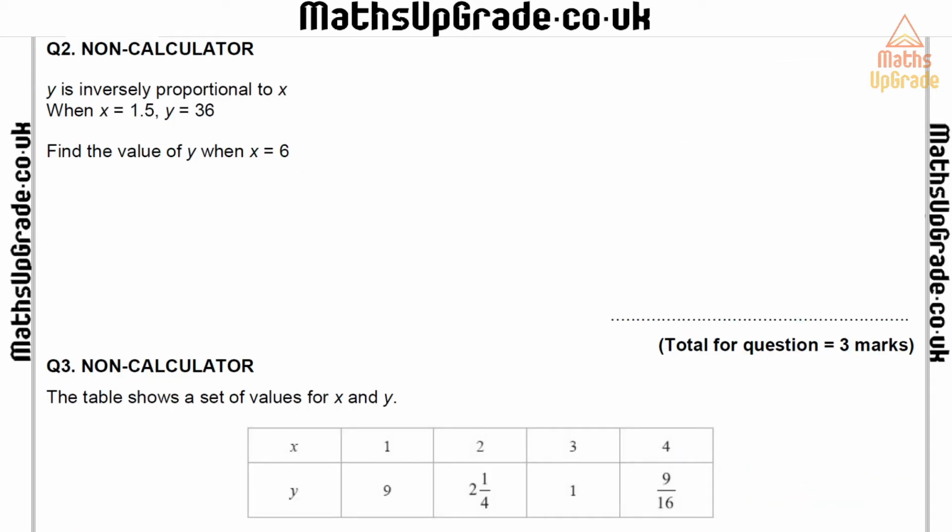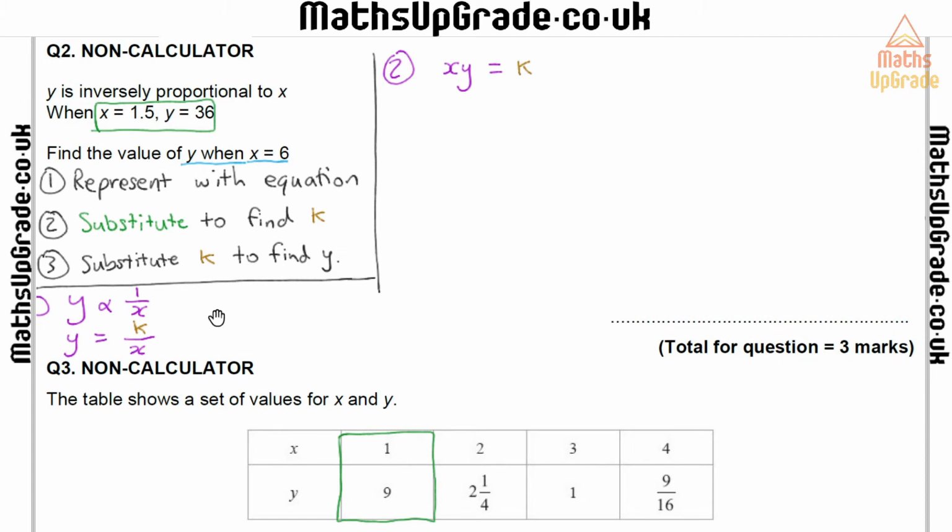Question 2 is different to question 1 since y is actually now inversely proportional to x. That means as y increases, x will decrease. So I'm going to represent this with an equation. I'm going to substitute these values to find the value of k. Then I'm going to substitute k back into my original equation and substitute this x equals 6 in to find the value of y. So here's my steps here.